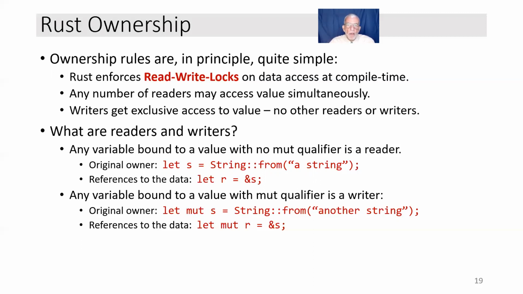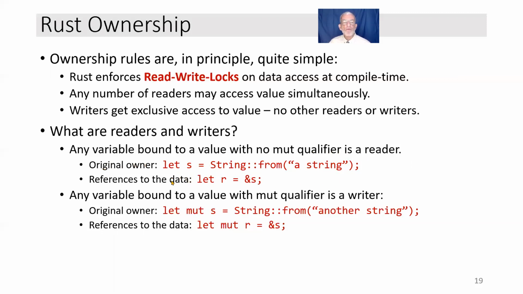Any number of readers may access the values simultaneously. Writers get exclusive access, no other readers or writers. So what are these readers and writers? Any variable bound to a value with no mut qualifier is a reader. We're going to talk about mut a lot, so just hang in there. So the original owner says let s equal String::from a string. It's just syntax for creating a string object from a literal string. And s is the owner of that string.